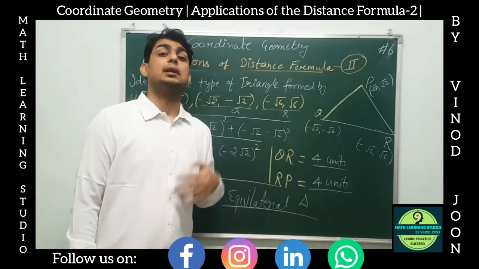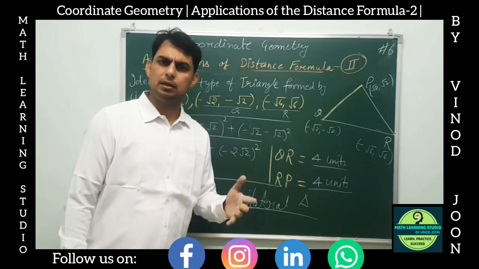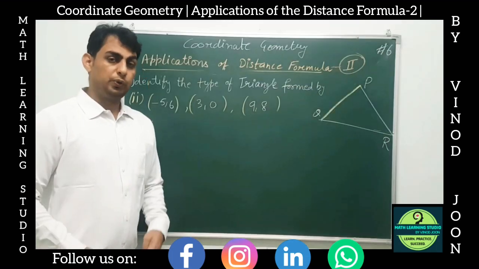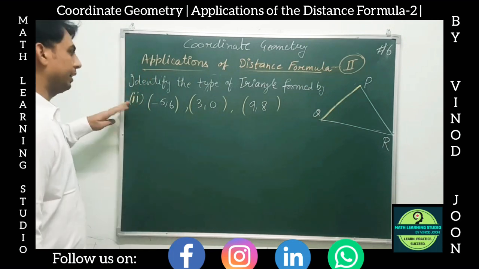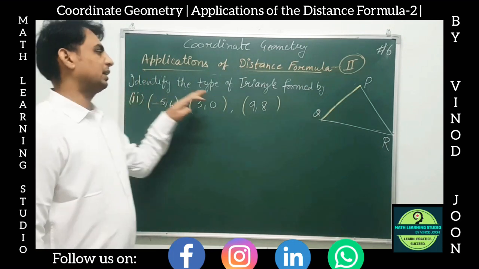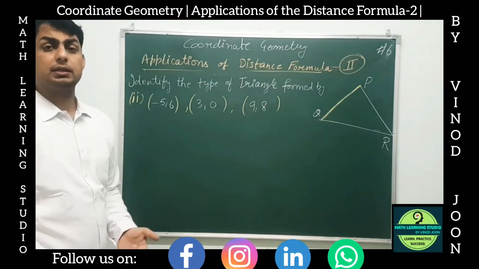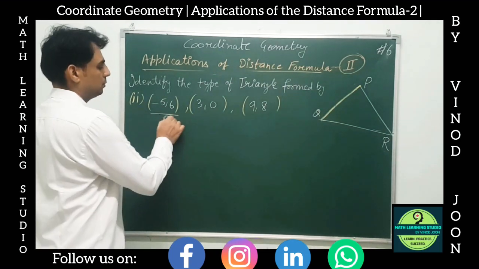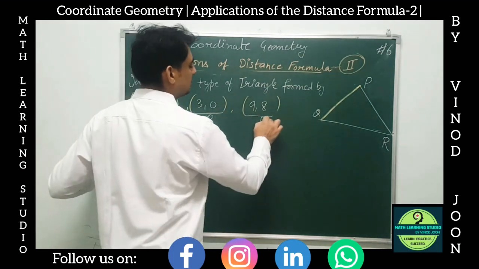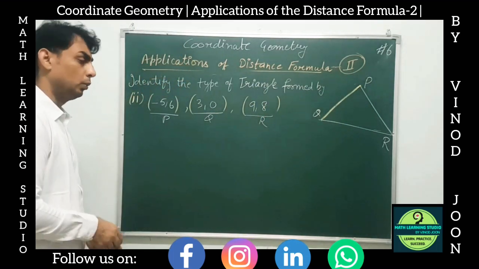Alright, now let's take one more example to understand another type of triangle. Again, the question is the same. Identify the type of triangle formed by three given points. We can again name these points as point P, Q and R. So this is P, this is Q and this is R. And let us find out the values.